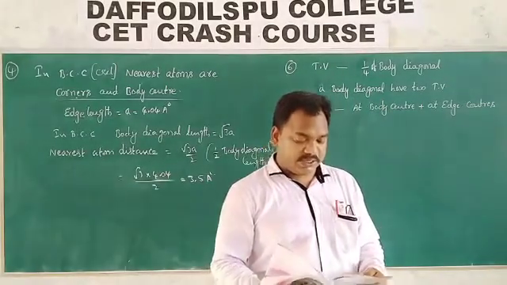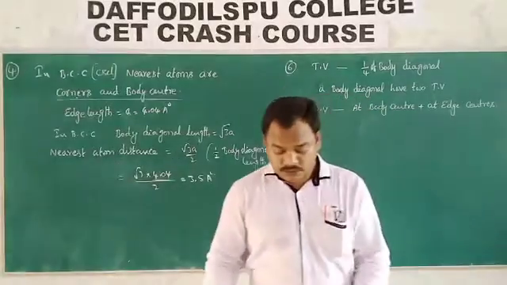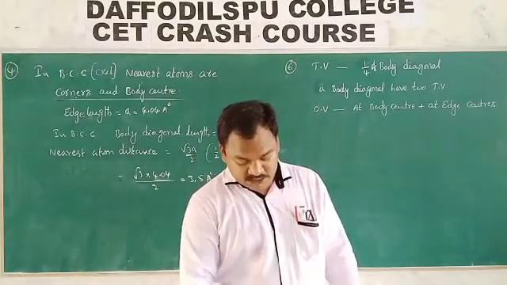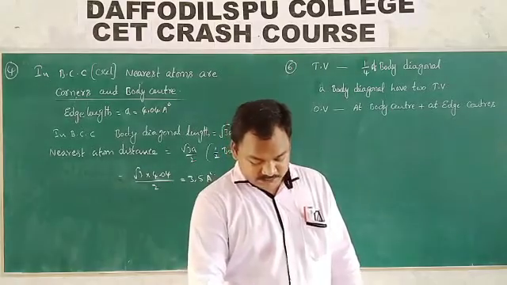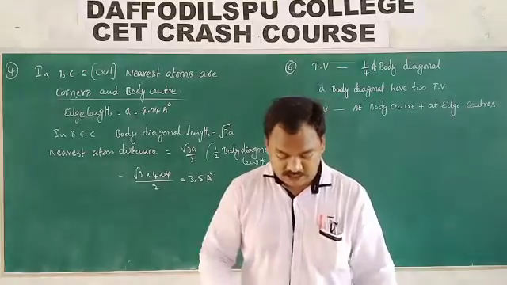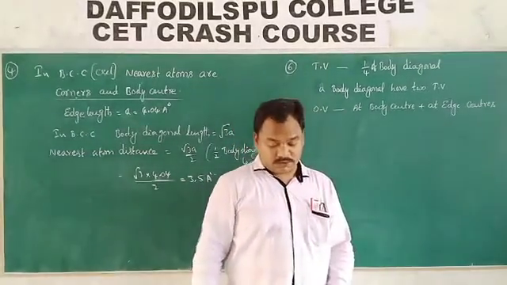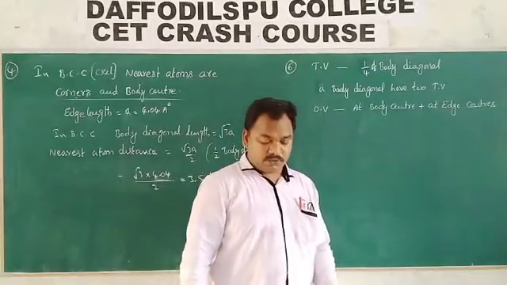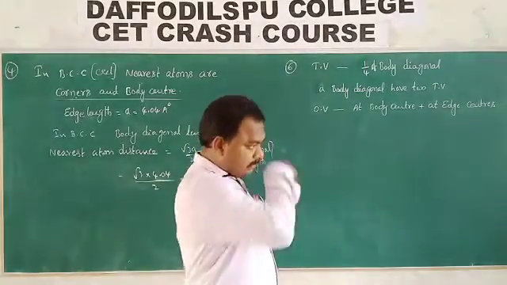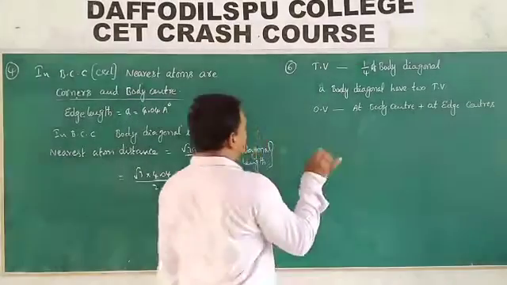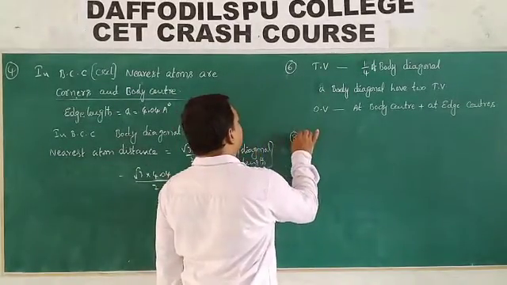Next one. Look at the eighth question. Sodium chloride is doped with 10 power minus 3 mole percent of strontium chloride. The concentration of cation vacancies per mole of sodium chloride is? So look here. I will show you with a diagram.